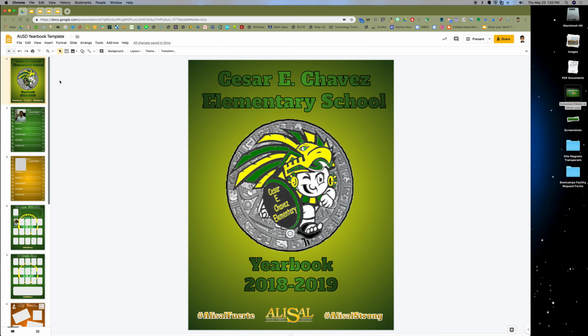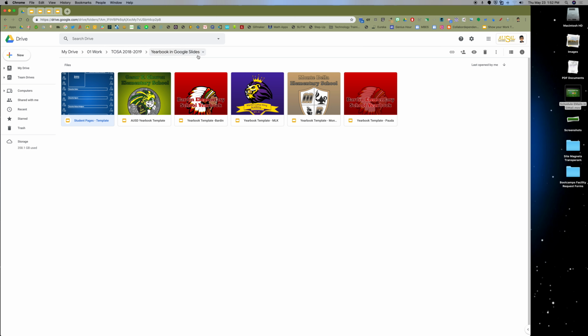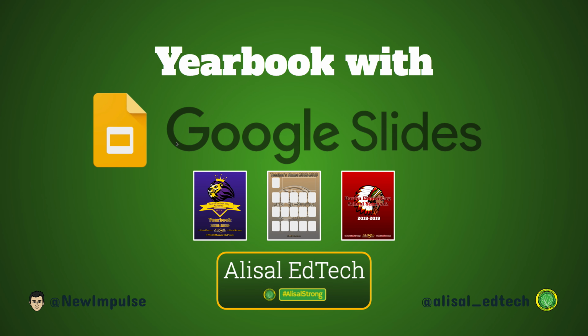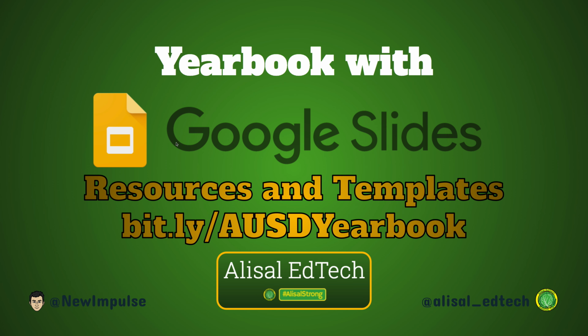The final piece from today is that you have this folder here that you'll have access to, Yearbook and Google Slides, and you'll have to make copies for yourself of all of these documents once you have access to them. To get them, you can get them from this bit.ly here, bit.ly/AUSD yearbook.